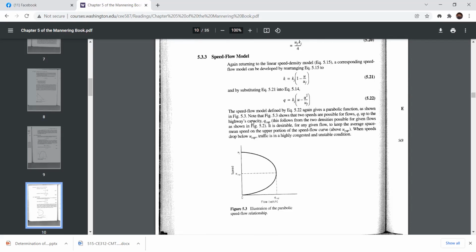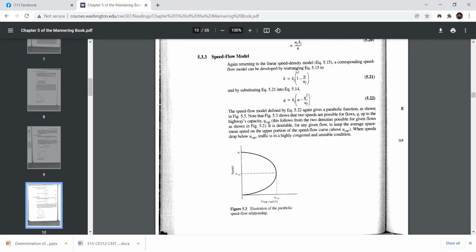So the speed flow model: again, with the linear speed density model, a corresponding speed flow model can be developed by rearranging. The speed model defined gives a parabolic function as shown in this figure. Note that this figure shows two speeds are possible for flows Q up to the highway's capacity, Q cap. This also follows from the two densities possible for given flows, as shown in this figure.